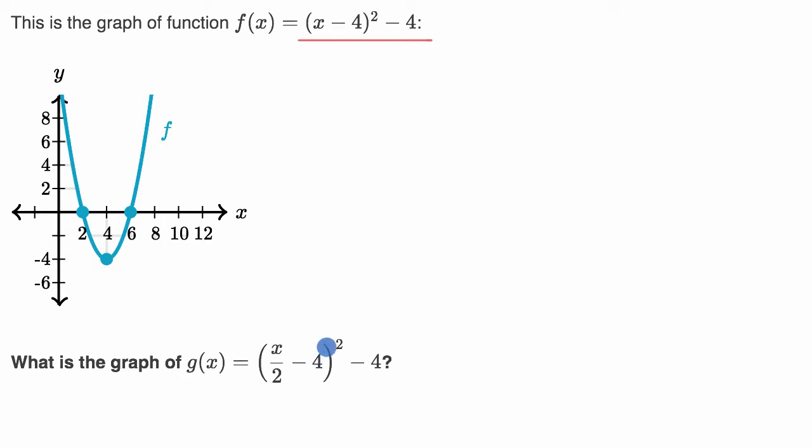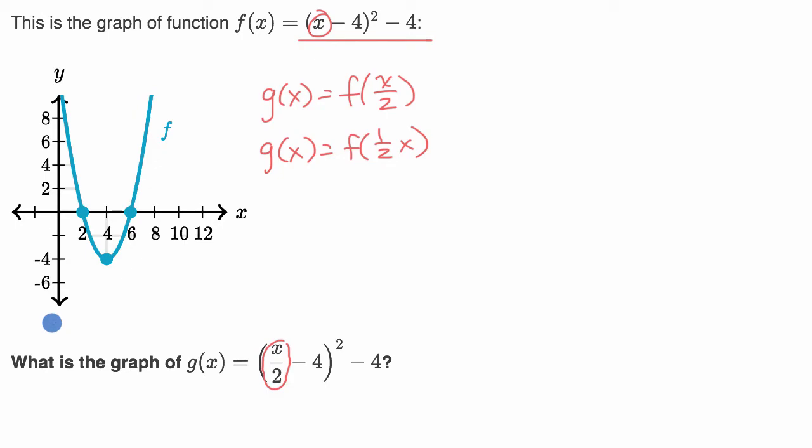All right, the key is to figure out the relationship between f of x and g of x. What we can see, the main difference is that instead of an x in f of x, we have an x over 2. So everywhere there was an x, it has been replaced with an x over 2. So another way of thinking about it is g of x is equal to f of, not x, but x over 2. Or another way of thinking about it, g of x is equal to f of 1/2 x. And then we can do a similar type of exercise. And they've given us some interesting points: the point x equals 2, the point x equals 4, and the point x equals 6.